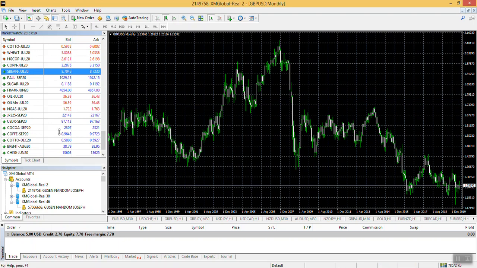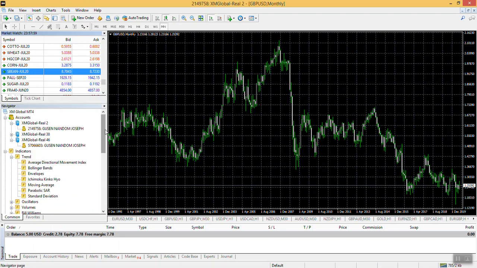Then here this shows us first our account. By the time you log in, it will tell you your account. You will see your account number or your login ID, your name, and your server. Look at it here. My server is XM Global Real 46. This is my account number. This is my name.